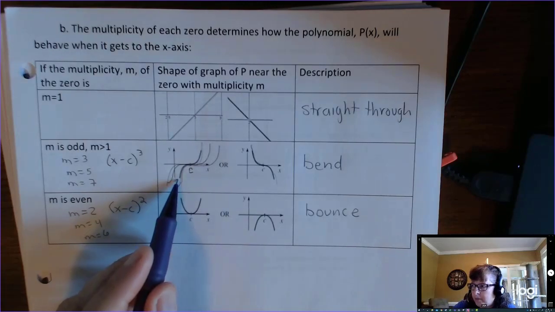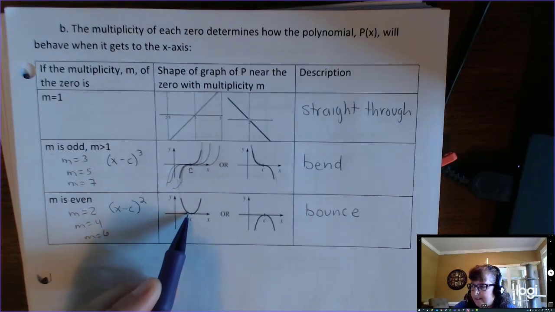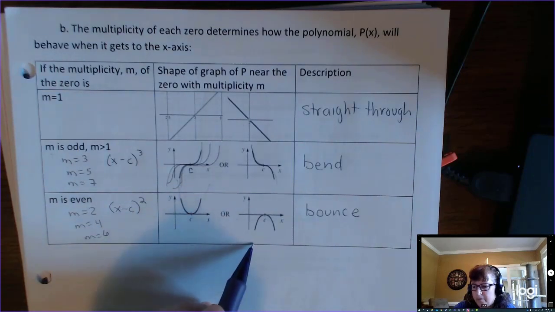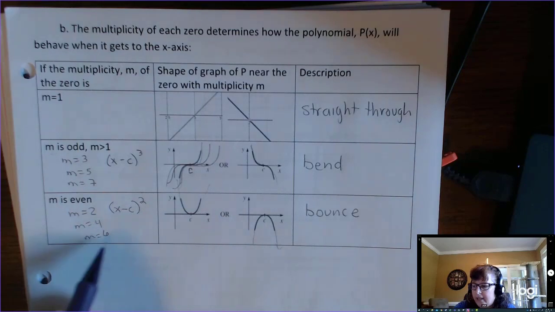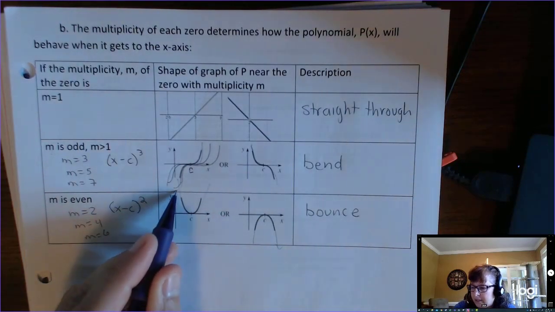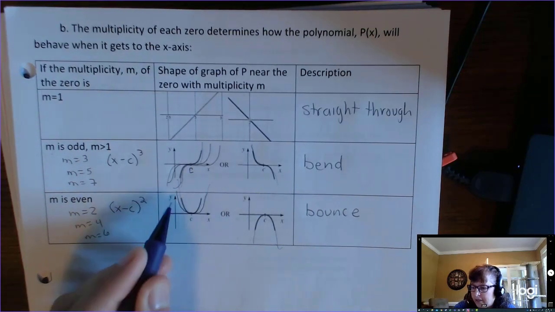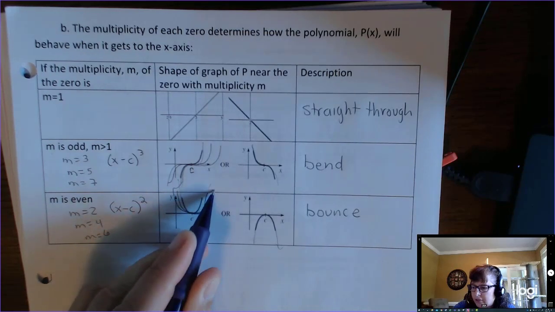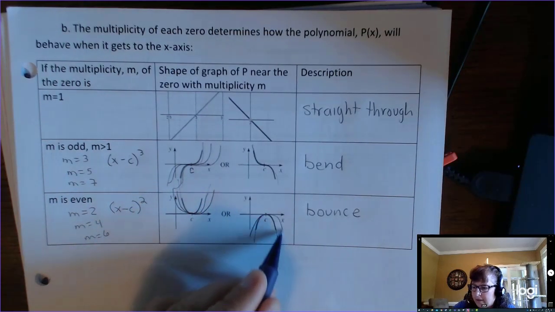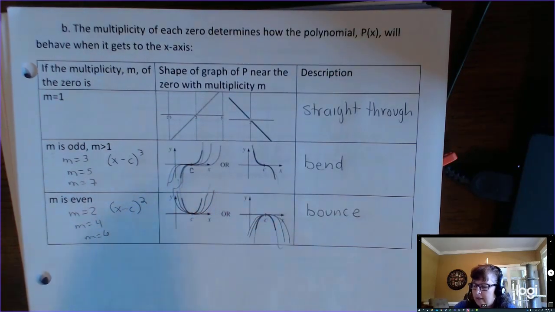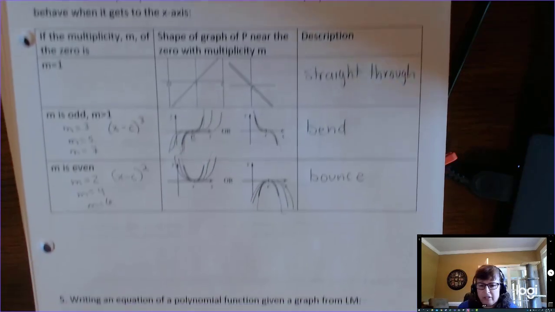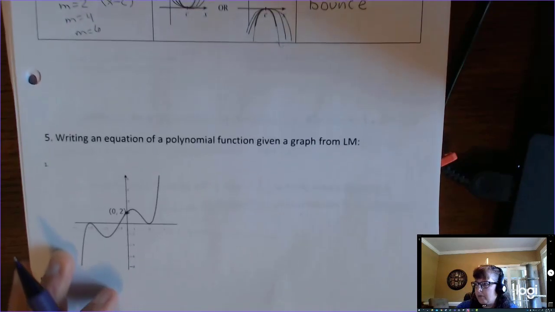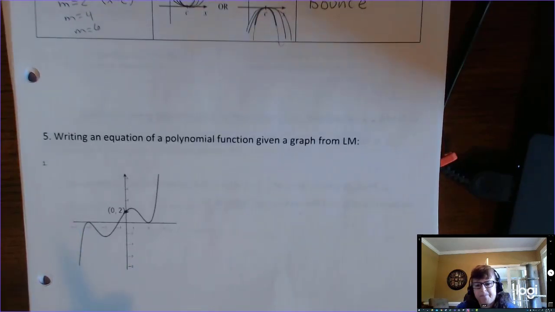coming from above, it's going to go to that 0, and then when it hits it, it's going to bounce back up. If you're coming from below it, when it goes up to that 0 and hits it, it's going to bounce back down. And again, the higher the even degree, the flatter it will look. The behavior is not going to change, it's going to get flatter. Alright, so we're going to use this information to write a polynomial equation.